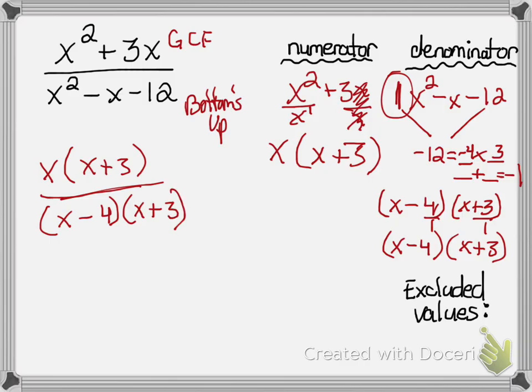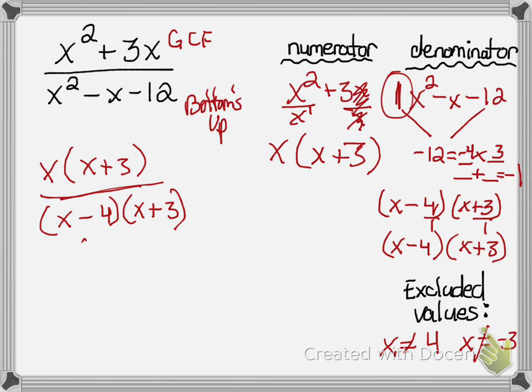Now that my denominator is already factored, I can find my excluded values. My first excluded value from this x minus 4 will be a positive 4. You just take the opposite. Or set it equal to 0 and solve for x. So I know that x cannot equal positive 4. And then from here, x cannot equal negative 3.